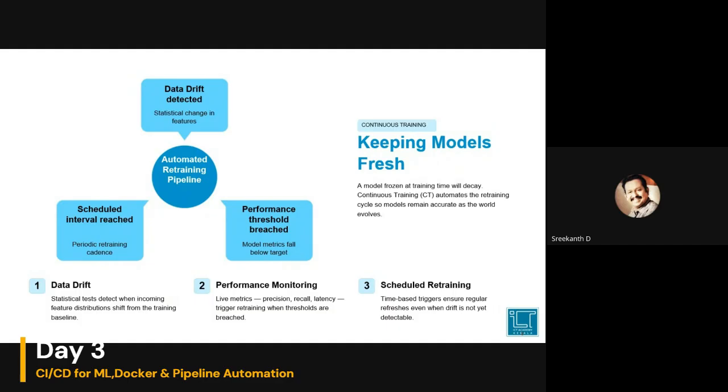Keep models fresh. In this case, our JIT versions code, but ML requires more. These are the things we have mentioned in our automated retraining pipeline. A model must retrain when data drift is detected, or a performance threshold drops. So maybe model metrics fall below the target.